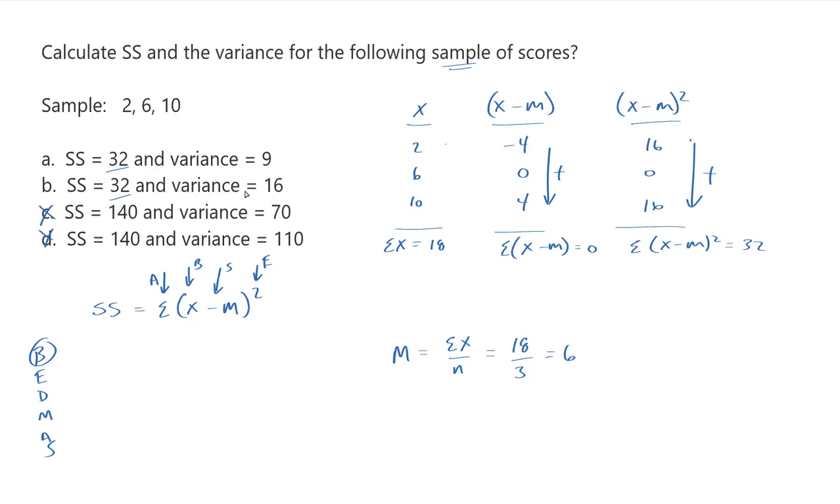Now what about the variance? Well, if my sum of squares turned out to be 32, and I've got a sample, I can find my variance just by taking the sum of squares and dividing by small n minus 1. So that's going to be 32 over what's n? N was 3, so 3 minus 1, that's 2. It will be 32 over 2 is 16. So the variance is 16. So B is my answer.